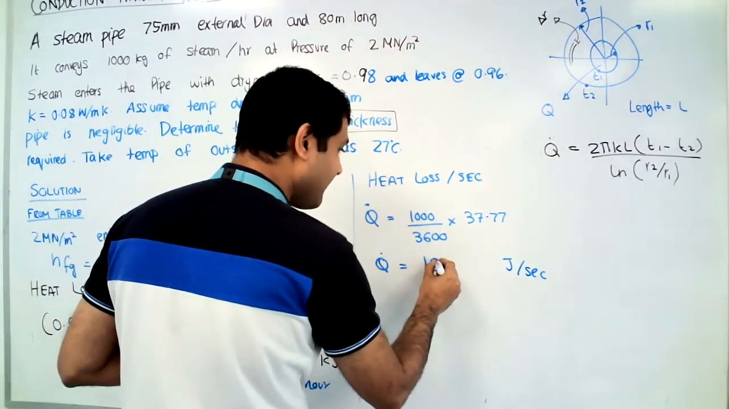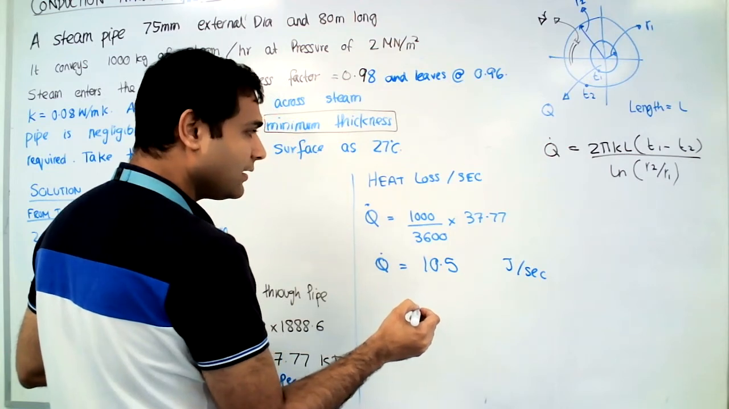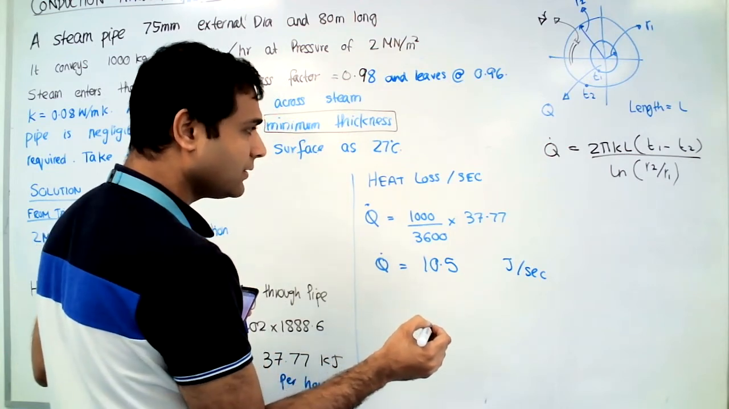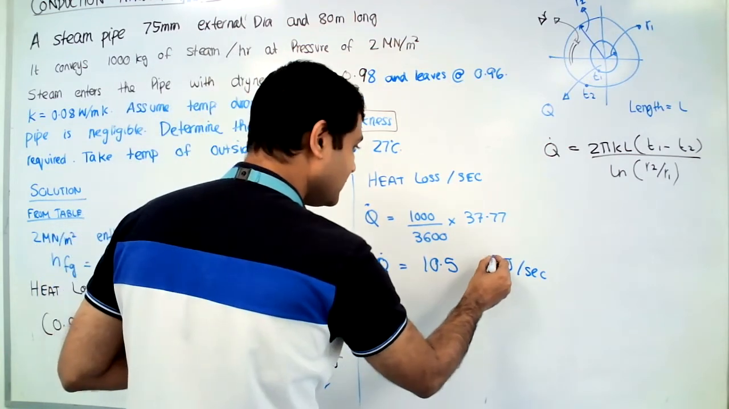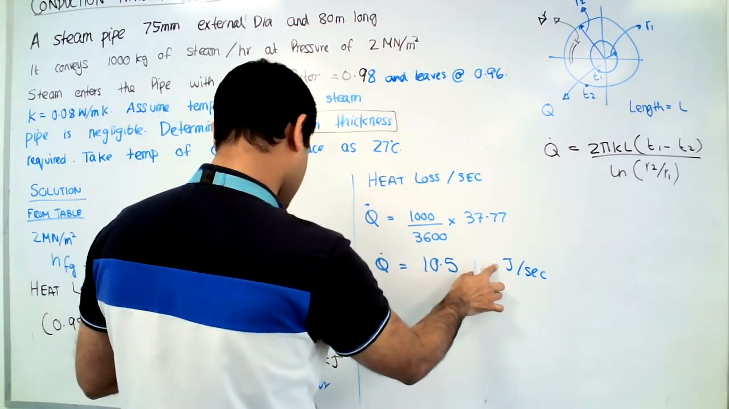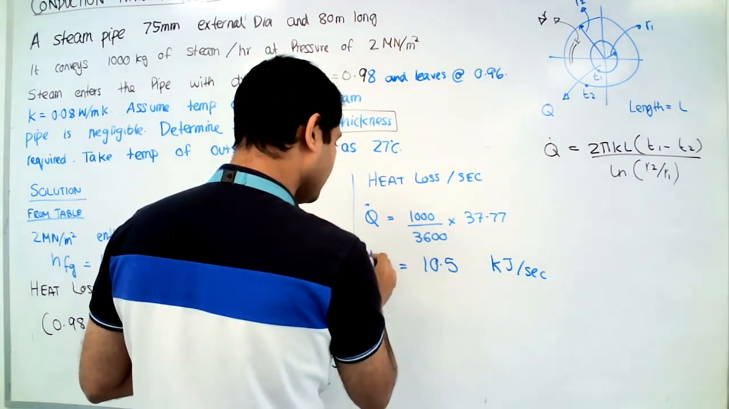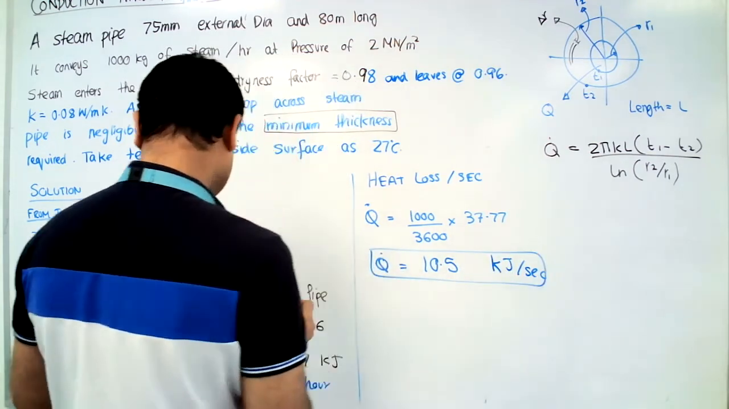10.5? 10.5 kilo? Is it kilo? Yeah, kilo. Okay, so 10.5. Okay, we got that bit.